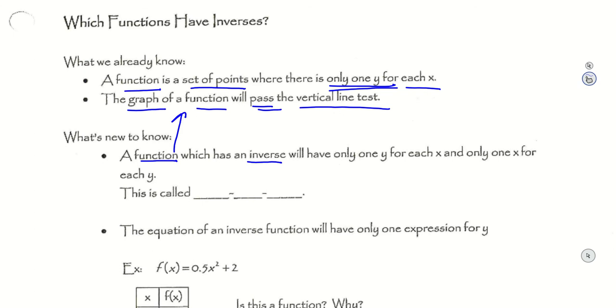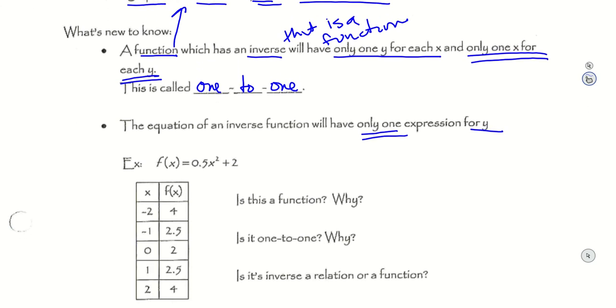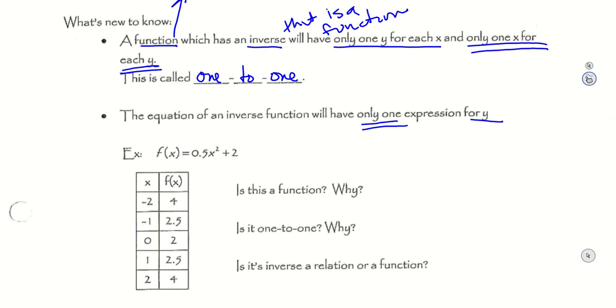So a function which has an inverse that is a function will have only one y for each x. That makes it a function, but also we'll have only one x for each y. When this happens, our function is called 1-to-1. One y to one x, one x to one y. The equation of an inverse function will have only one expression for y. So an equation would have to say that y equals one thing, not that it could equal two different things.